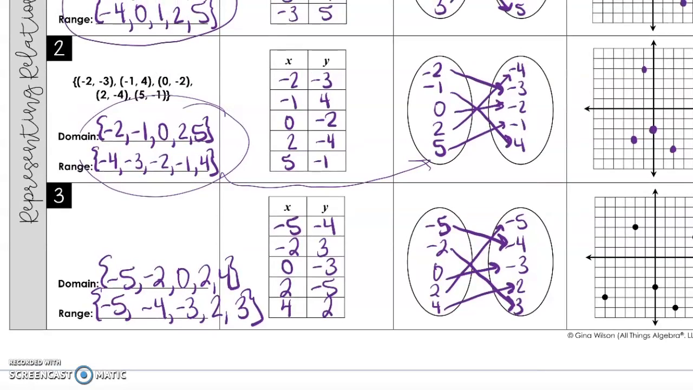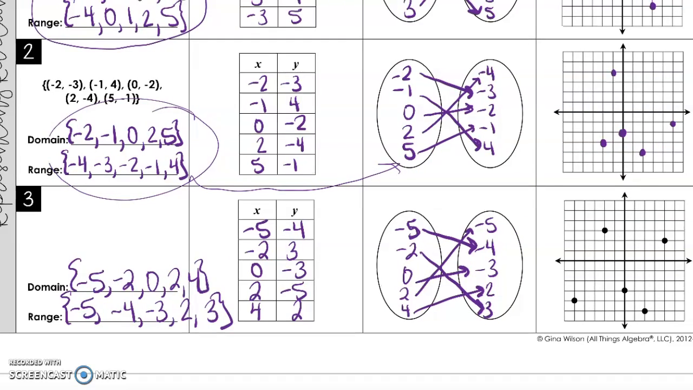Ordered pairs, domain is your X, range is your Y, in order from least to greatest. Your table is just rewriting your ordered pairs. Your mapping takes your domain and range in those orders, least to greatest, put arrows, and then your last thing is graphing your ordered pairs.